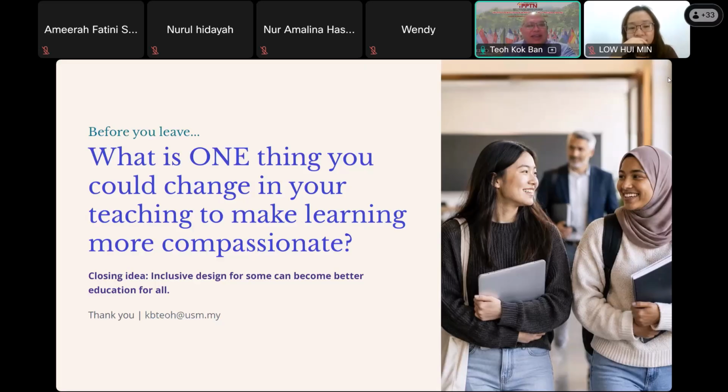So I want to close with this idea at the bottom of the slide: inclusive design for some can become better education for all. Many of the practices that support autistic and neurodivergent students, such as clearer instructions, like I mentioned, predictable structure, respectful communications, and flexible participation, can actually improve learning for many other students as well. So, compassionate pedagogy is not only about a particular group of students. Ultimately, it asks us a much larger question: what kind of learning environment are we creating for human beings who enter our classroom?